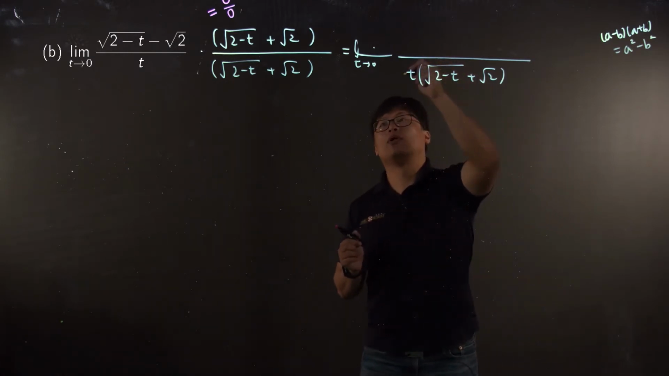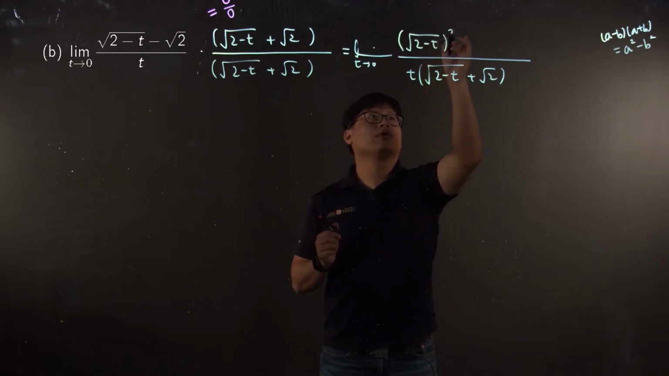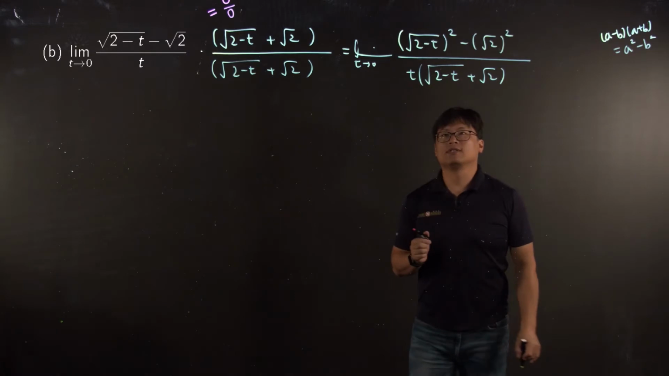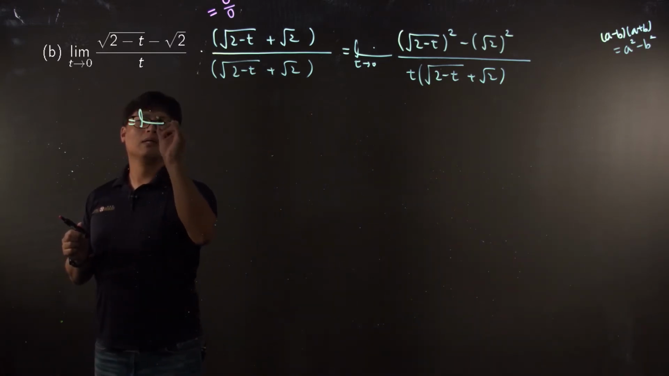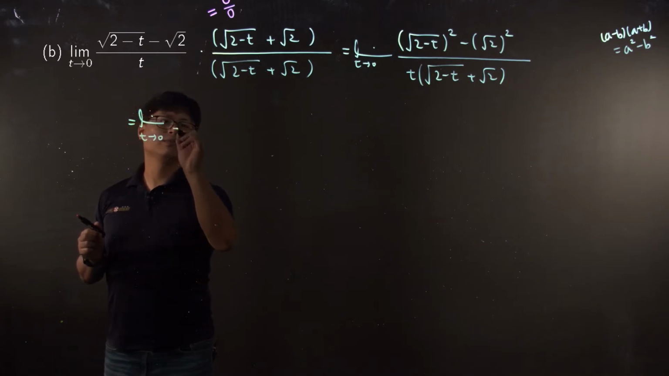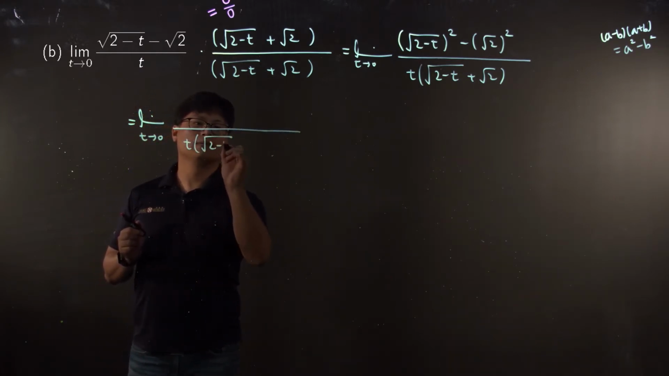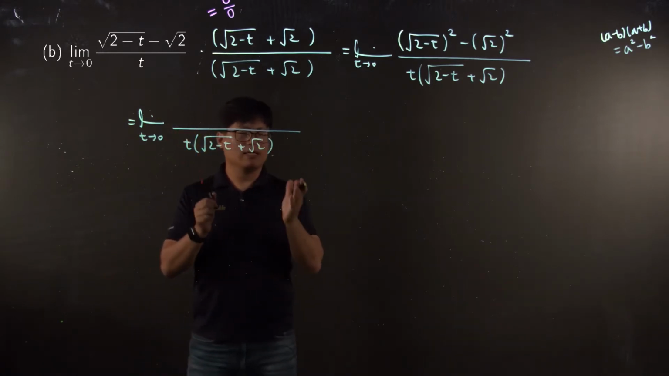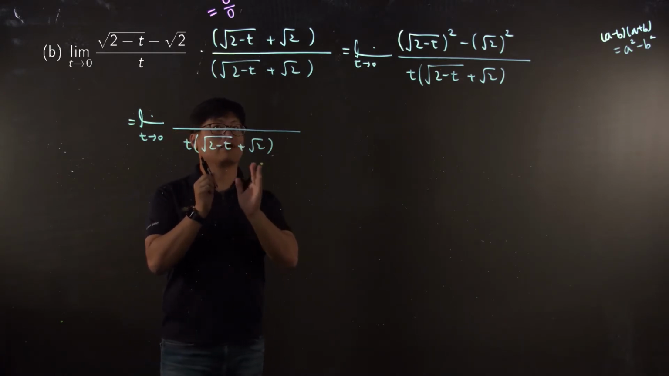So what happened when you multiply these two? That will be the square root of 2 minus t, squared, minus square root 2 squared. Is it okay? So let me keep going. The limit as t goes to 0. Again, don't do anything but rewrite your denominator. I know it is really tempting to distribute, but don't do that. Just leave it like that. I will tell you why.